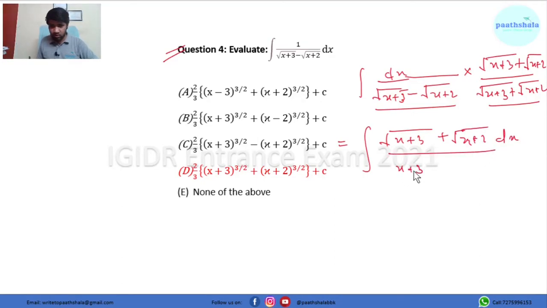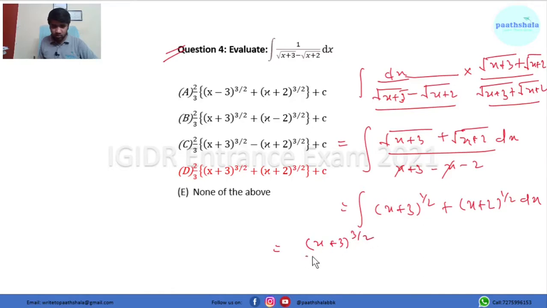and in denominator it will come out to be x plus 3 minus x minus 2, because outside the bracket x plus 2 it will be minus, so this will be 1. So finally we have to integrate x plus 3 to the power half minus x plus 2 to the power half. So now this integration is very easy. That will come out to be x plus 3 to the power 3 by 2 divided by 3 by 2, and when you differentiate x plus 3, this will become 1. Similarly here also, x plus 2 to the power 3 by 2 divided by 3 by 2 into 1.